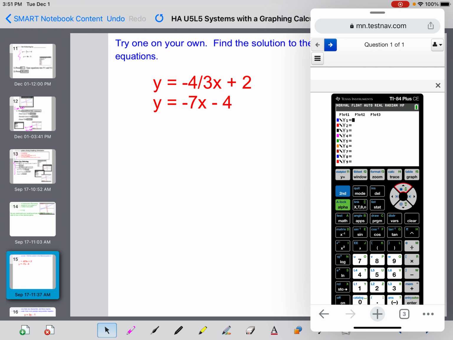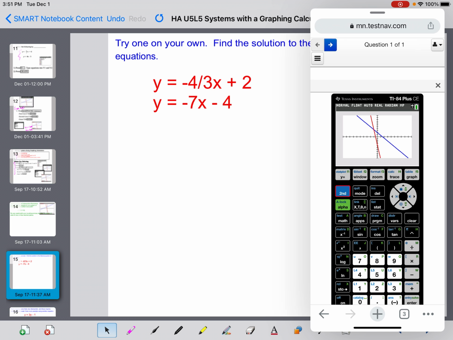So I cleared out my y equals. I'm going to do -4/3 x plus 2. That's my first y value. And then -7x minus 4. So if I hit graph, there are those two.